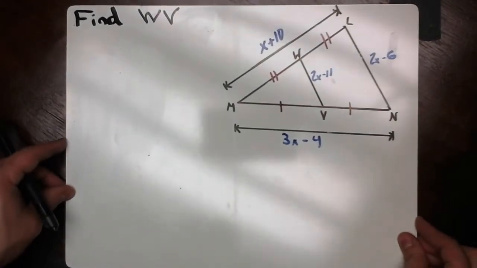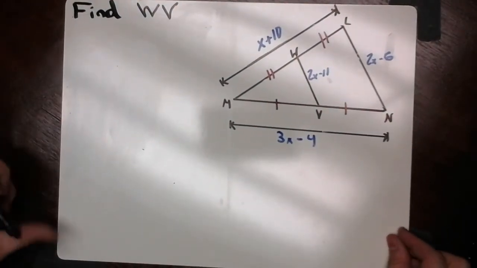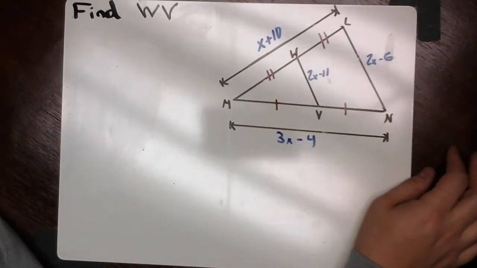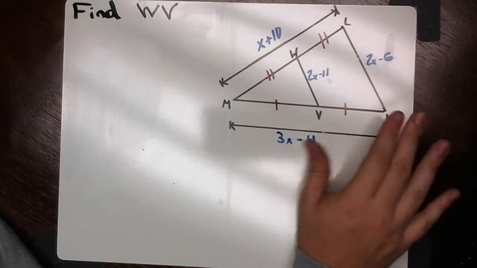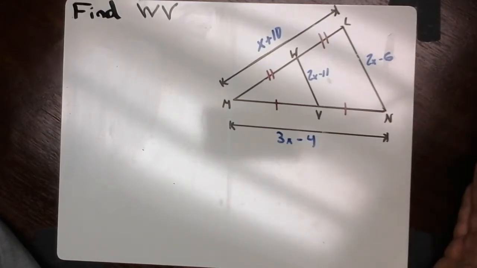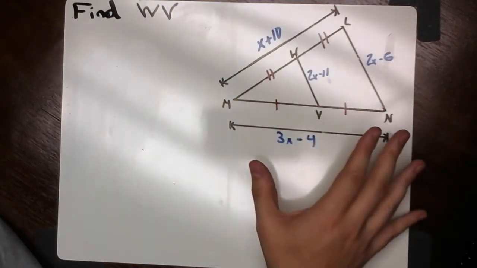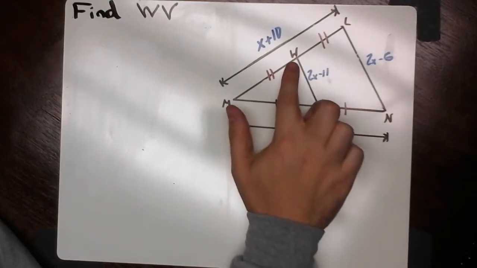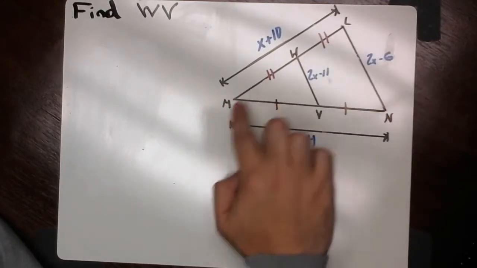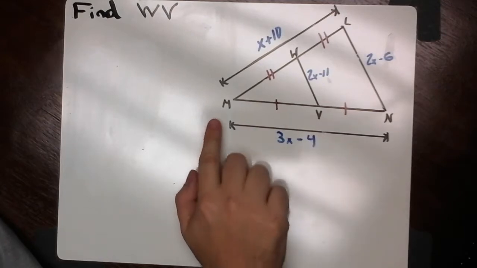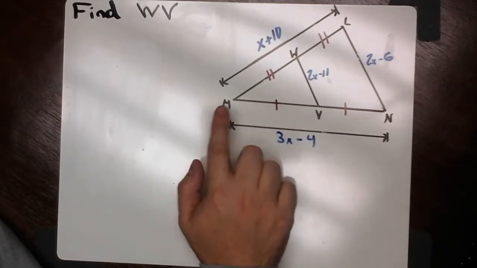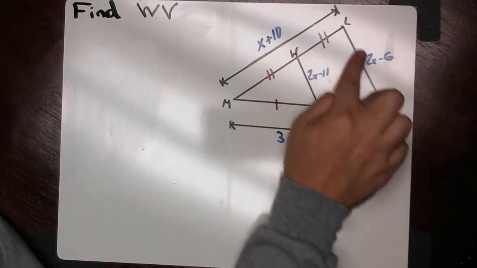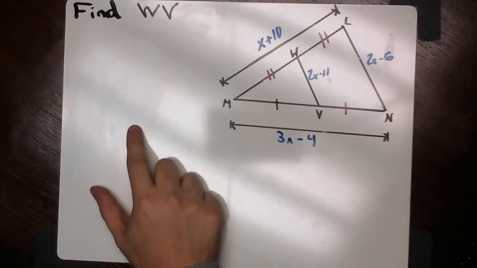So this question is being a little bit more specific. It wants me to find this length here specifically. Now again, at first glance, this looks like a triangle proportionality question with all this stuff going on here. But then I noticed the detail of the congruency marks. That's telling me that W is the midpoint of ML and V is the midpoint of MN. As a result of that, I know that this is half the length of that.